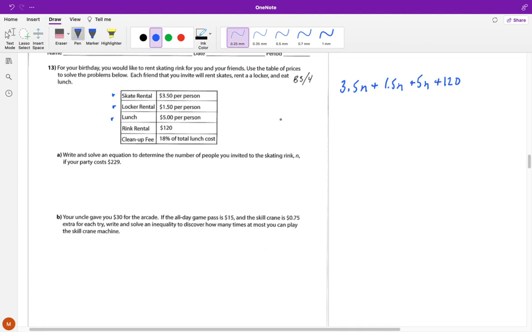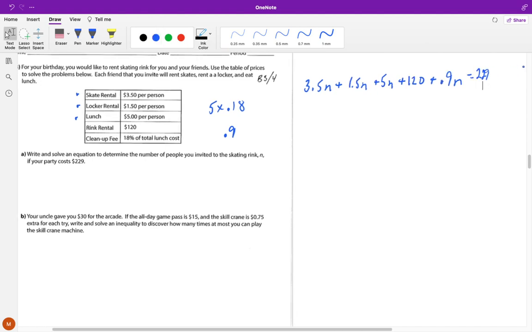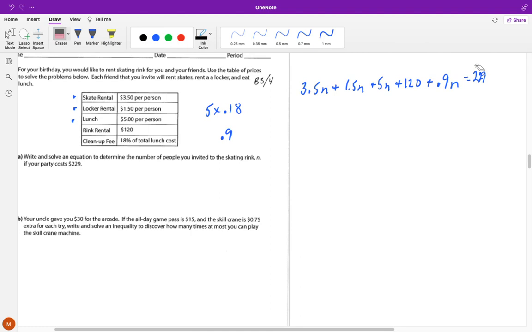So that means then here, if it's $5 per person, well, we need to figure out what 18% of that is. So 5 times 0.18 is 0.9. So that means that each person is also going to be 0.9, so 90 cents per person. So 0.9 is 18% of $5, and a cleanup fee is 0.9 of your lunch. And we know that they spent $229, so we can then go ahead and do is equal to 229. Let me make this a little bit off to the right to make it a little bit easier for you to read.